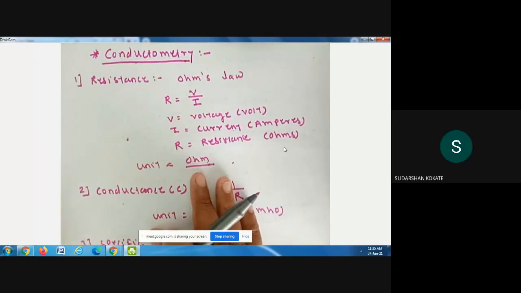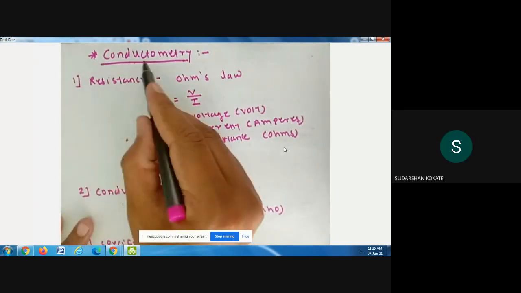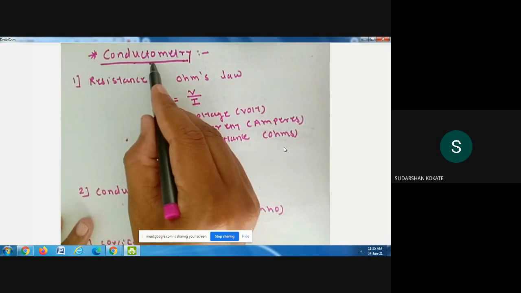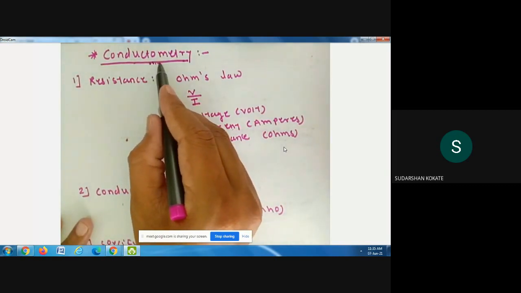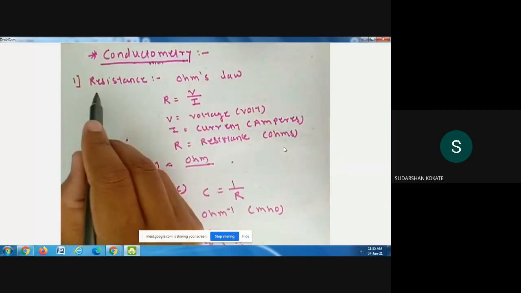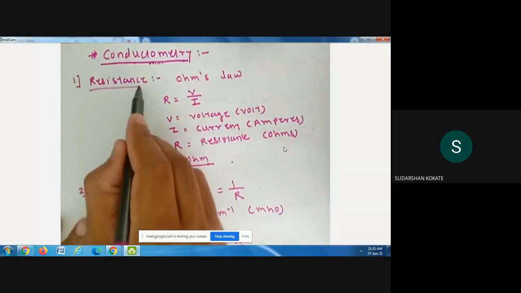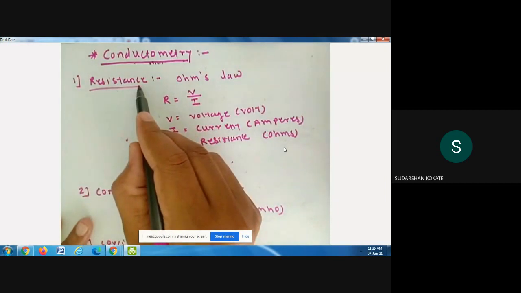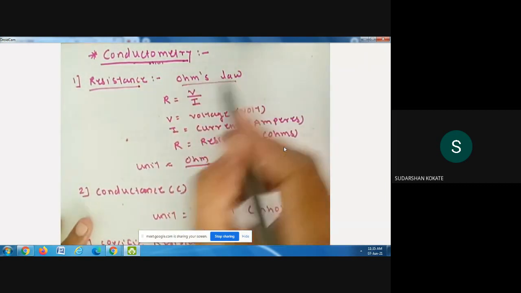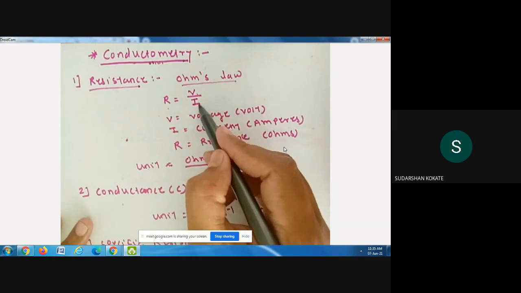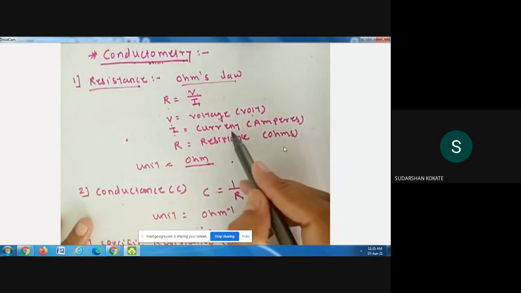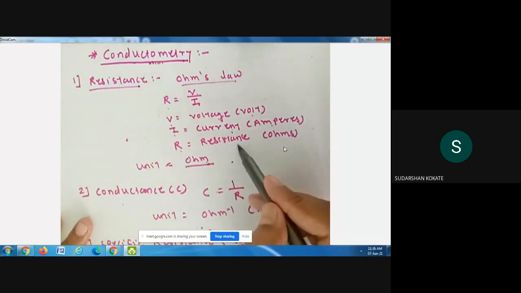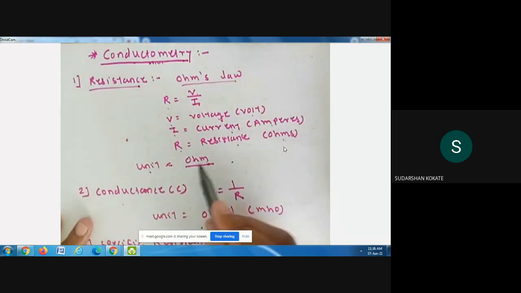So conductometry is an electroanalytical technique. It measures the electrical conductance as a function of concentration, and is called conductometry. Now the different terminology included in our syllabus: resistance. Resistance can be calculated by using Ohm's law. So R equals V upon I. V stands for voltage in volt, I stands for current in ampere, R stands for resistance in ohm. So ohm is the unit of resistance, right?